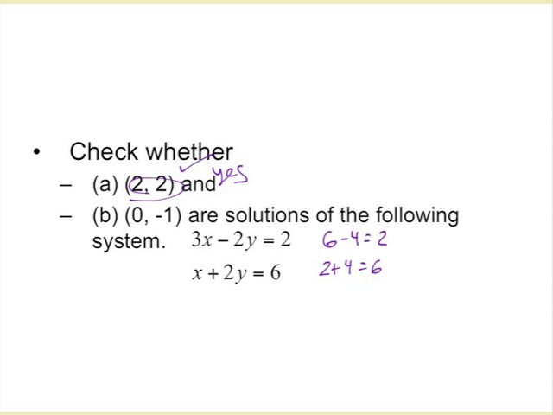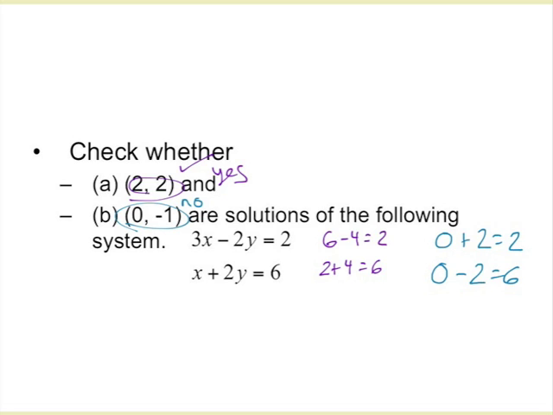For part B, if I plug in the point (0, -1), I'd be plugging in a 0 for x and a negative 1 for y. If I plug that into the first equation, I get 0 plus 2 equals 2. And that works. If I plug it into the second one, I get 0 minus 2 equals 6. And that does not work. So that is not a solution. Even though it works in the first equation, that's not good enough. It has to work in the second one as well.